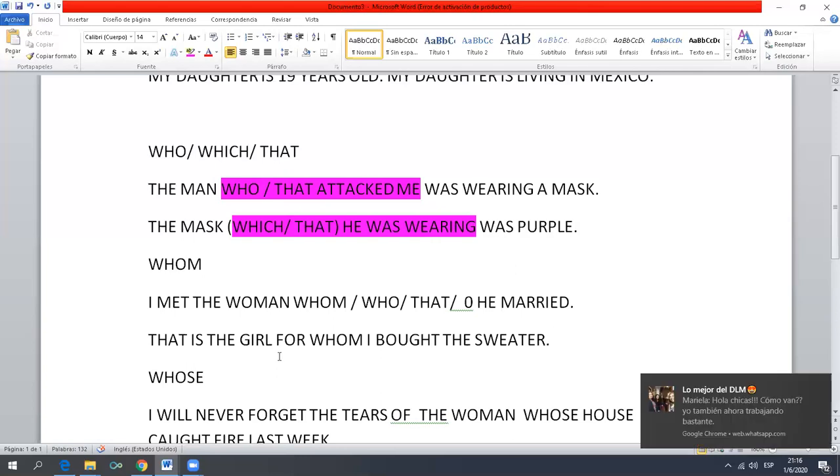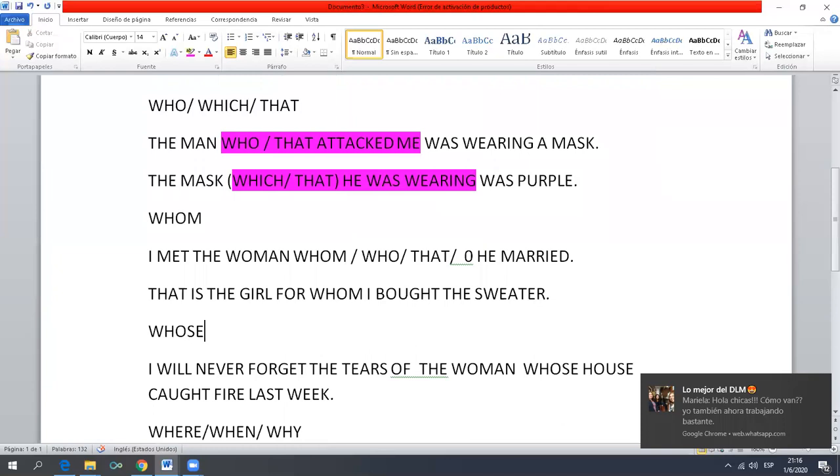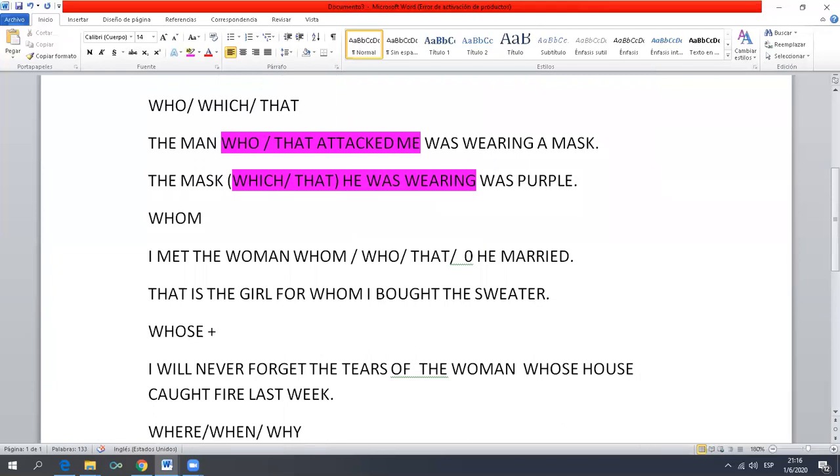Okay, what about whose? Well, whose is followed by a noun. In this example, we have house. I will never forget the tears of the woman whose house caught fire last week. This comes from: I will never forget the tears of the woman, her house caught fire last week. So immediately after whose, you need another noun. Whose house, whose daughter, whose job.